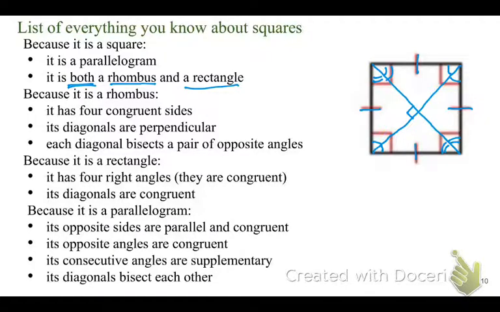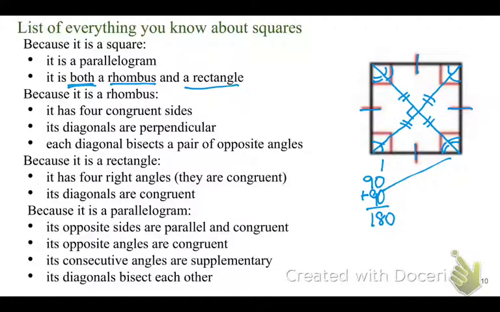Now because it is a rectangle, it has 4 right angles, and they are congruent. And its diagonals are congruent, so all these guys are congruent. Now, because it's a parallelogram, its opposite sides are parallel and congruent. That's pretty obvious. Its opposite angles are congruent. Yep, they're all 90 degrees. Its consecutive angles are supplementary. And just like the rectangle, you have 90 plus 90 equals 180 from consecutive angles. And its diagonals bisect each other, and we know that.